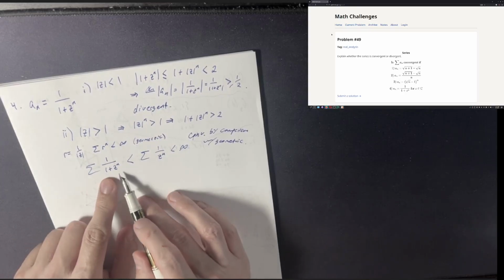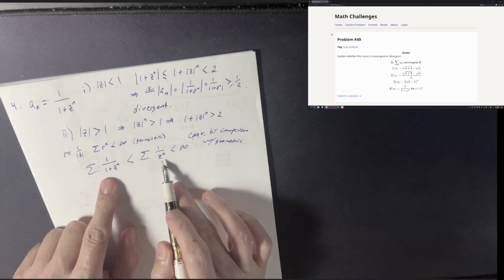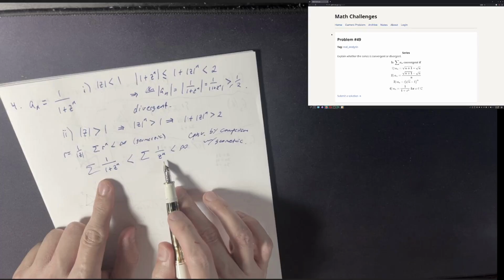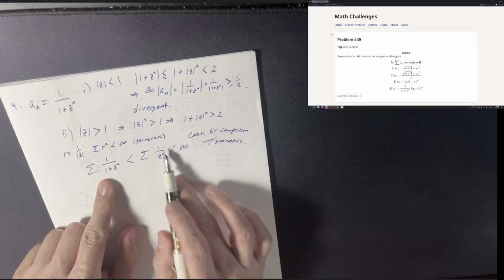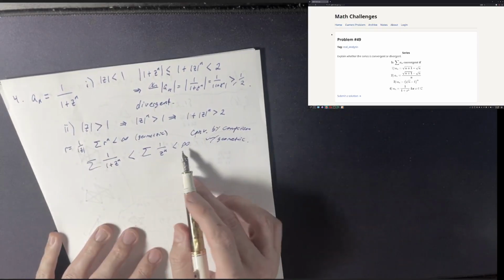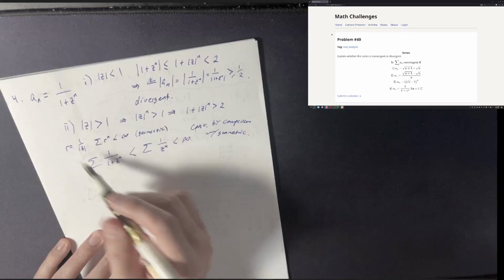So you can see that these terms are smaller than those terms because the denominator is bigger than that term. But this term, since z is larger than 1, is effectively geometric. It's absolutely convergent. So that's it for part 4.